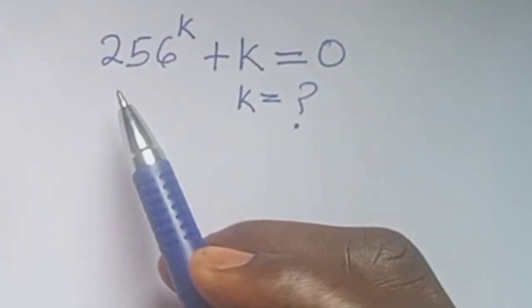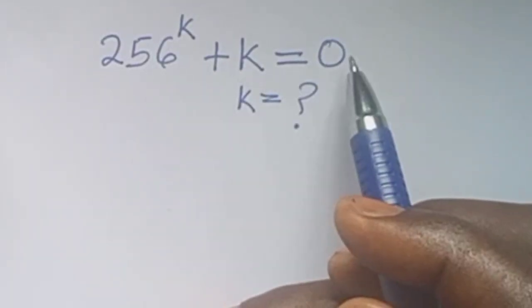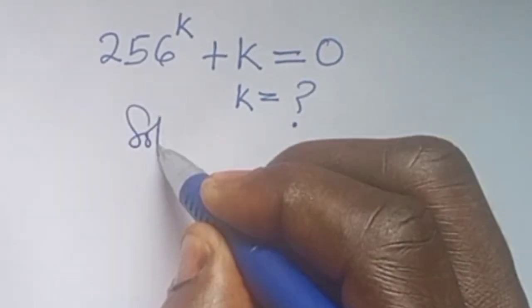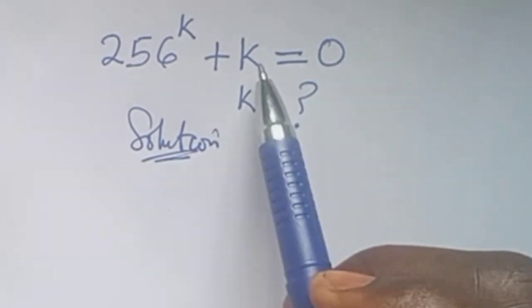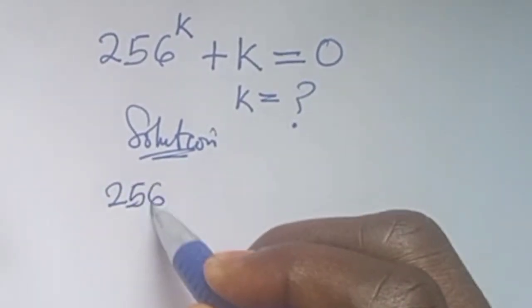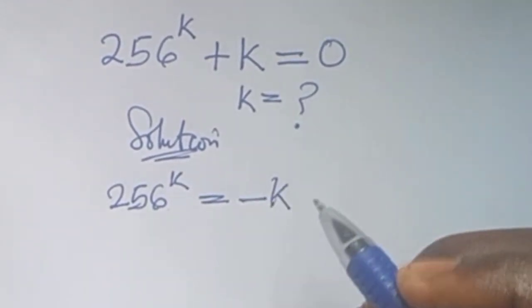Hello everyone, so today we have 256 to the power of k plus k equals 0, and k is the unknown. So we're going to solve together. Let's take the solution. The first step, we're going to take k to the right hand side so that we have 256 to the power of k equals minus k.